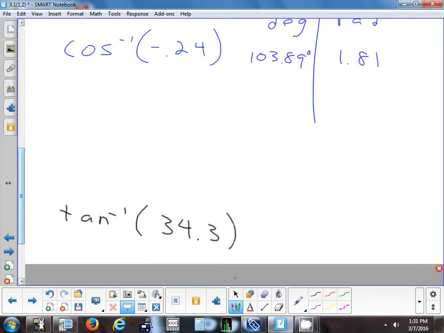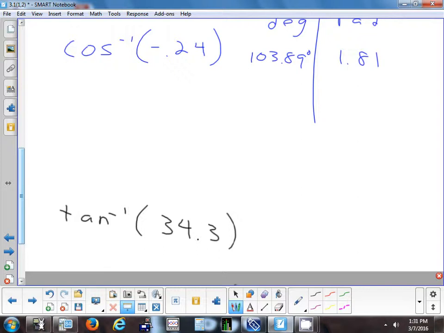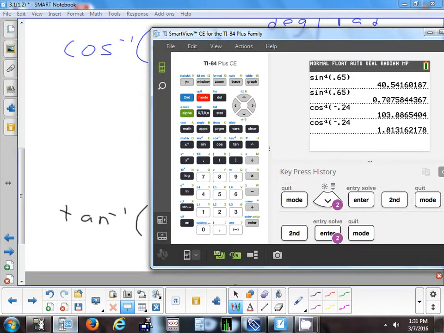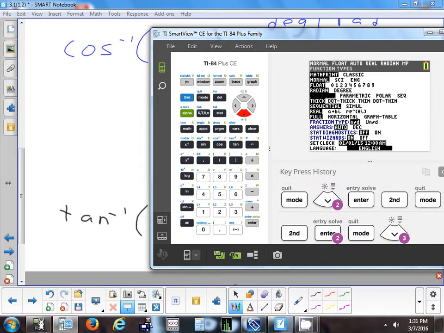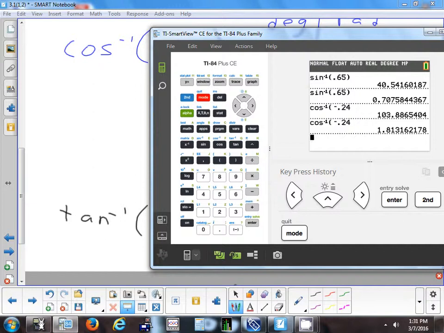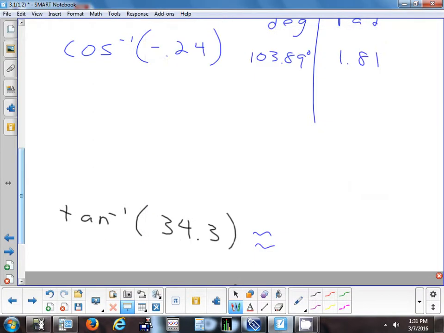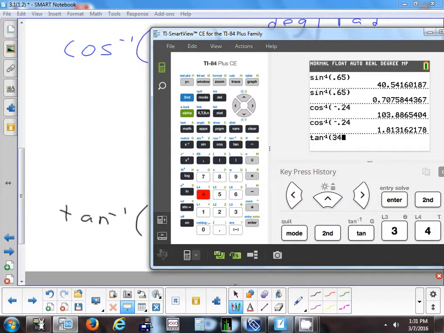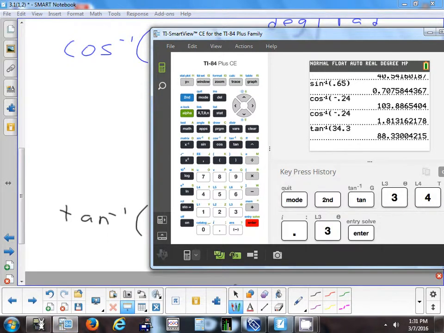Right, and we'll try one more. Inverse tangent of 34.3. Just going to do this one as a degree. All right, so inverse tangent, what did I write? 34.3. Okay, 88.33 degrees.